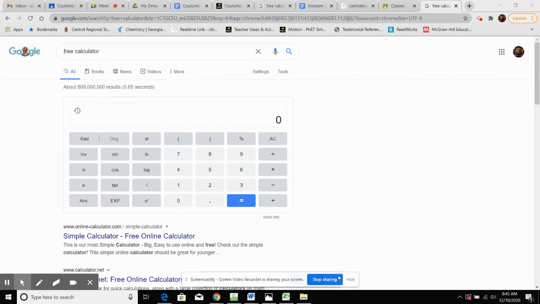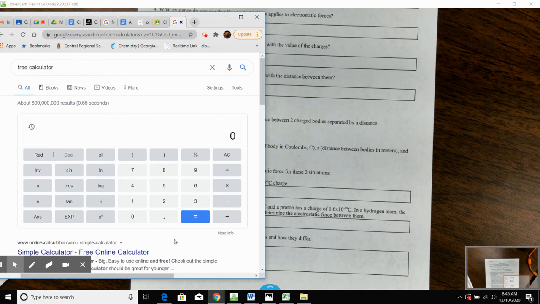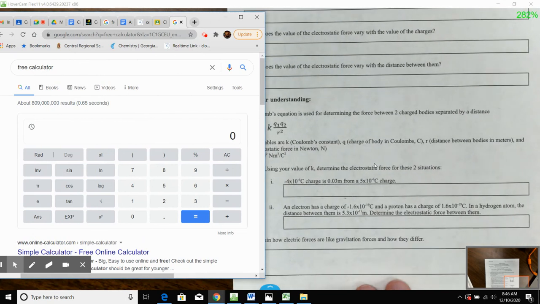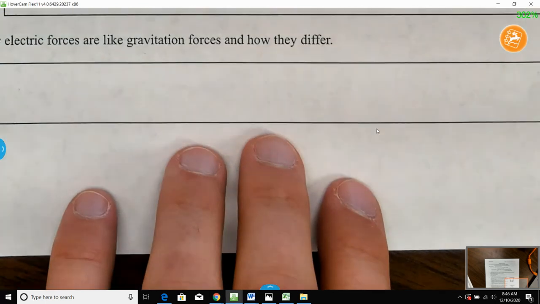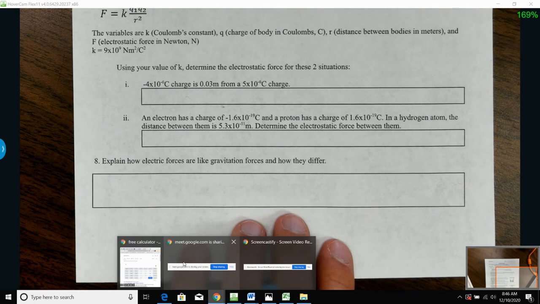So guys, I want to show an example problem on how to type in a certain problem for using Coulomb's law, right? So using exponents on this free calculator, if you type it into your Google. So I'm just gonna show this question over here. Zooming out just a tiny bit.